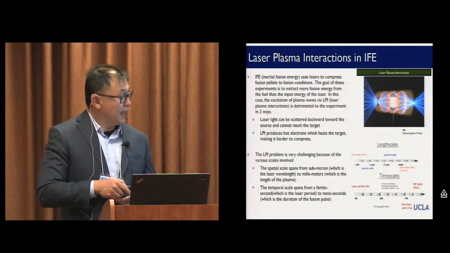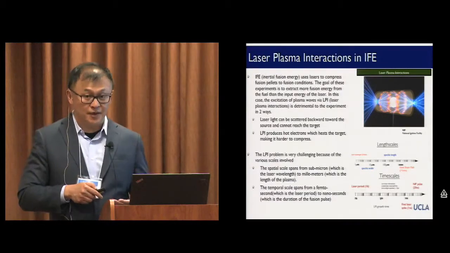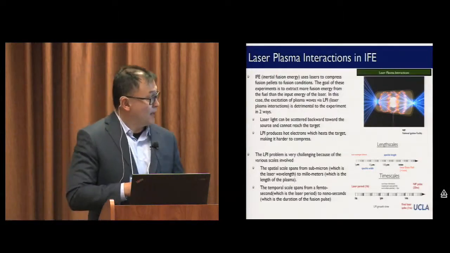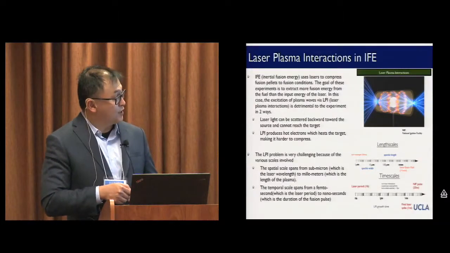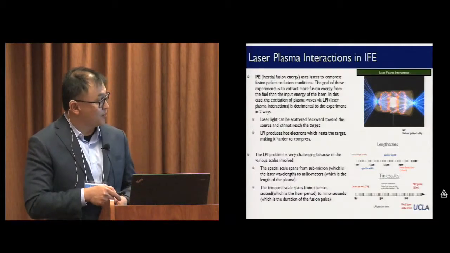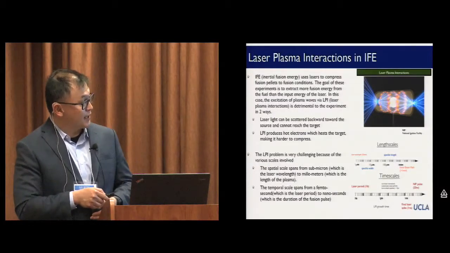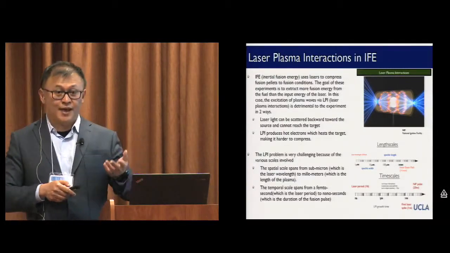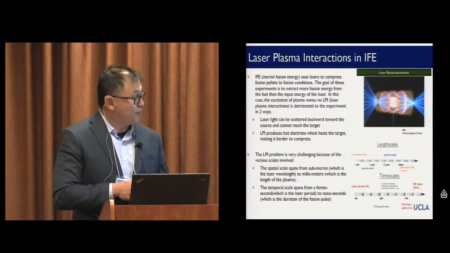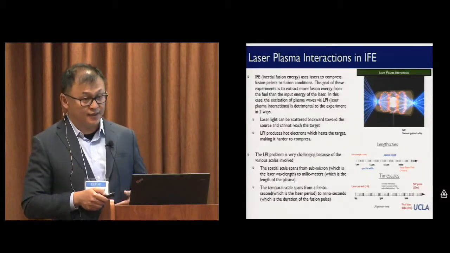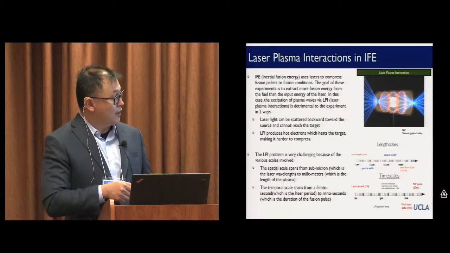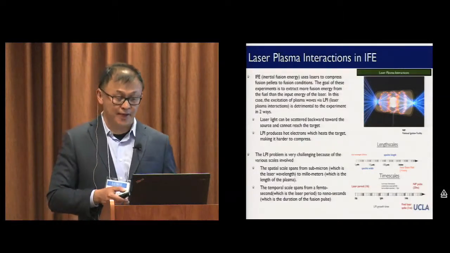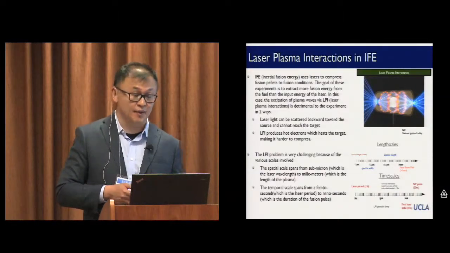In this case, the excitation of plasma waves is detrimental to the experiments in two ways. One is that the excitation of plasma waves can cause the light to be scattered backwards, and you will lose energy to backscatter. The second thing, as I mentioned earlier, is that the plasma waves can accelerate electrons, and these electrons in turn will heat the fuel, and the hotter fuel is harder to compress, which degrades the efficiency of the fuel pellets.